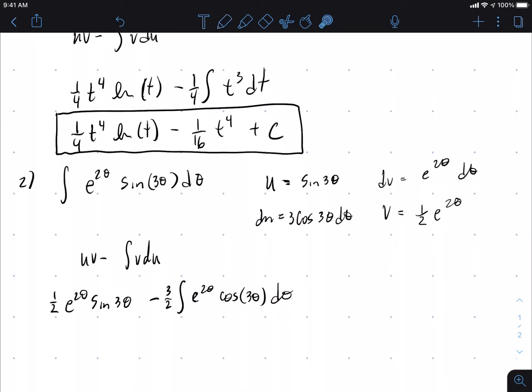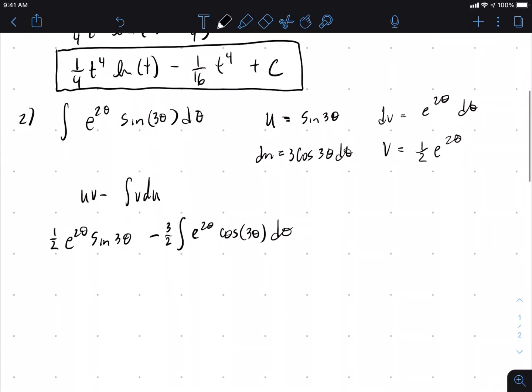Doesn't this second piece have to have another uv? Yes. Okay, so if that becomes a uv and we do the same thing, it's going to be cosine 3 theta, dv is going to be e to the 2 theta. I think you guys already see what's going to happen, right? Is it going to be a repeater? It's going to be a repeater, right?